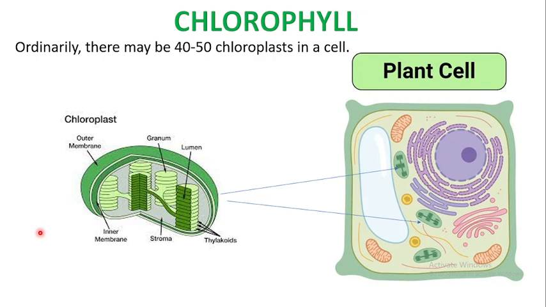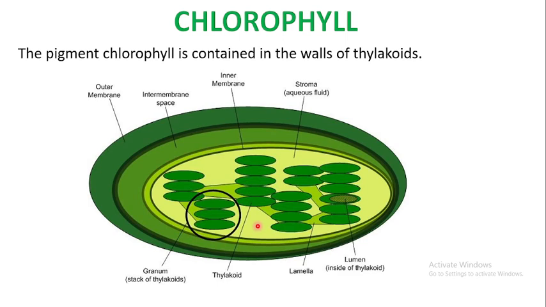The labeling of chloroplast is important. You write this granum or grana, anything is okay. And this one sac is known as thylakoid. The whole thing is known as granum. Okay, and the colorless liquid is called stroma. There is inner membrane and outer membrane. Always remember that chloroplast has two membranes, inner and outer.